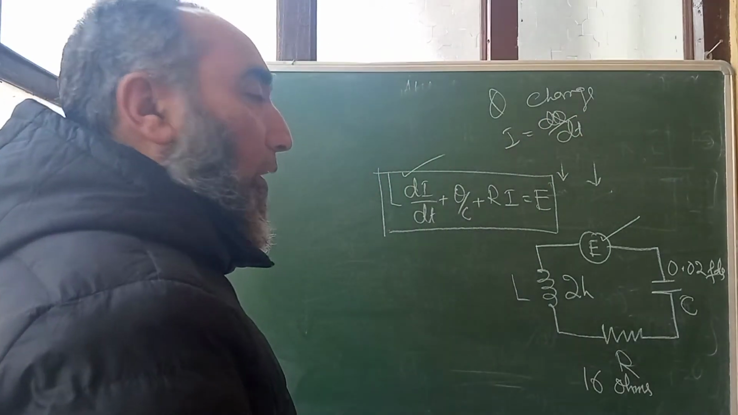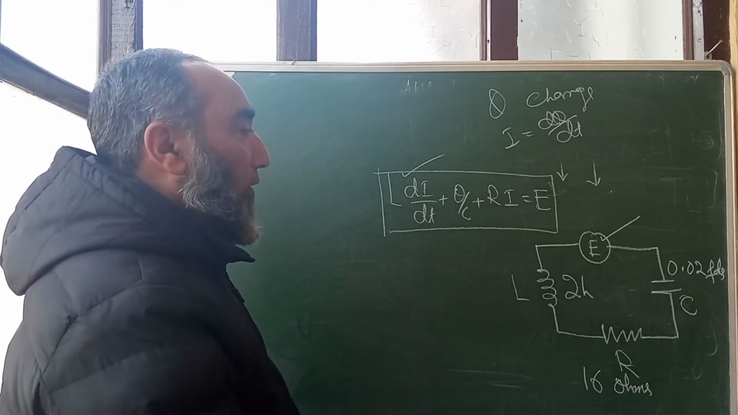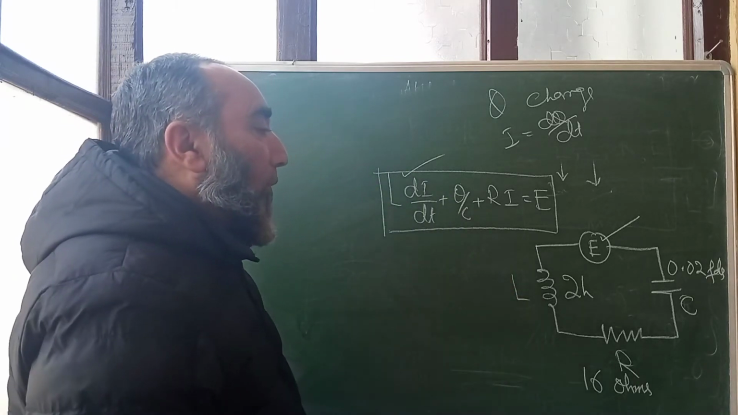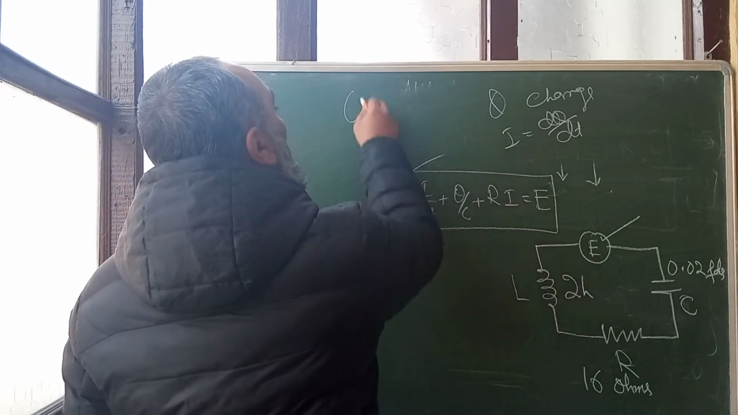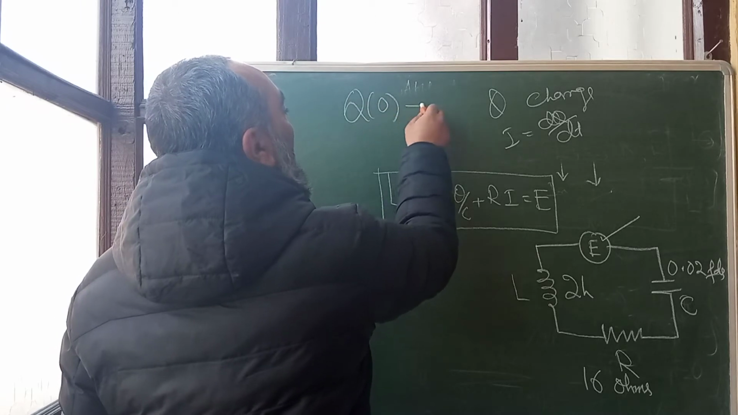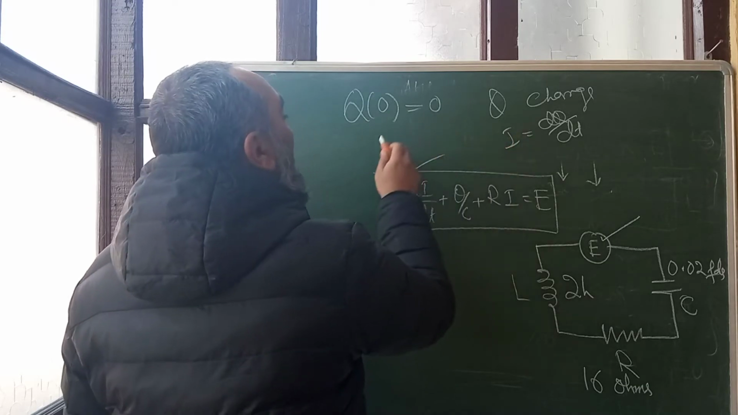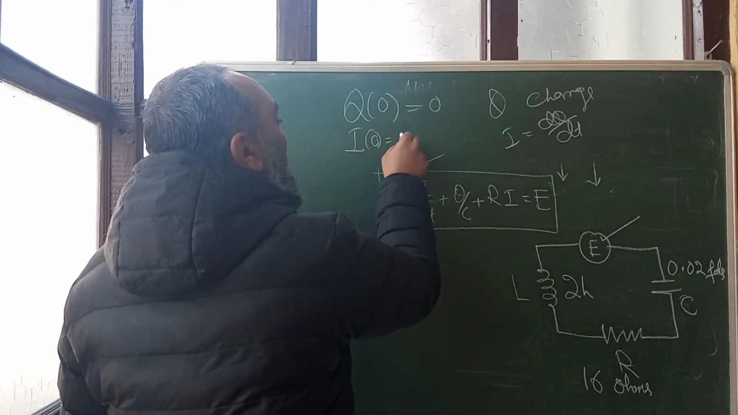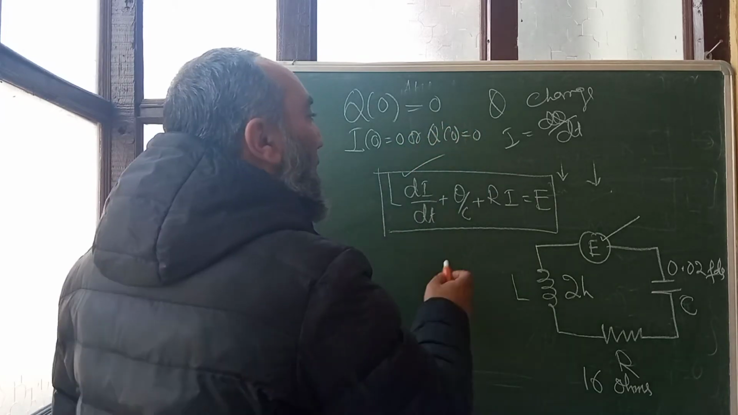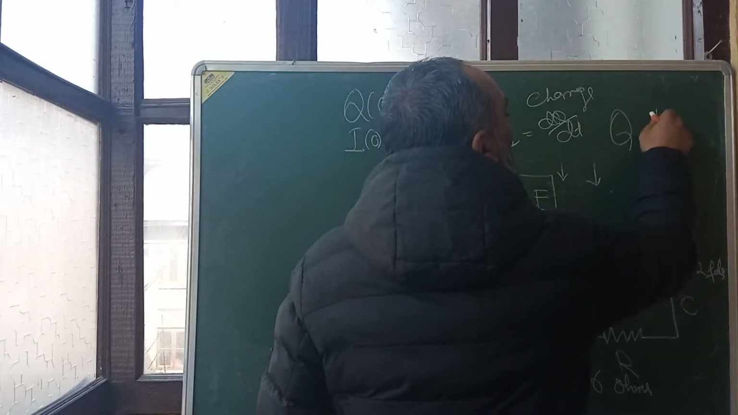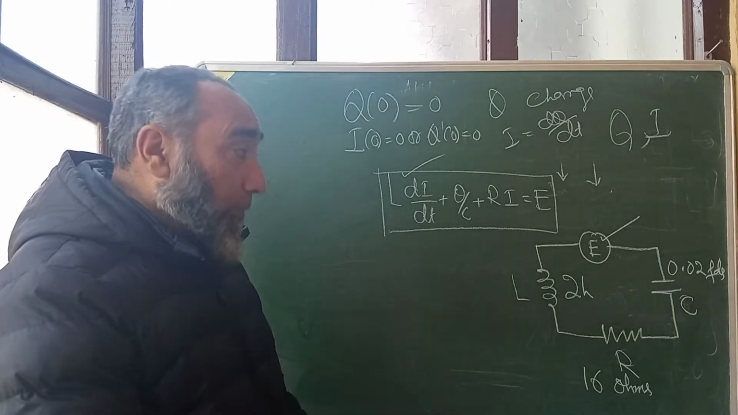If at t equal to 0, the charge on the capacitor and current in the circuit are 0, that is, the charge Q of 0 is equal to 0 and the current I of 0 is equal to 0, or we can say Q dash 0 is equal to 0, then we have to find charge and current at some time t greater than 0. Fine? Let me again explain.